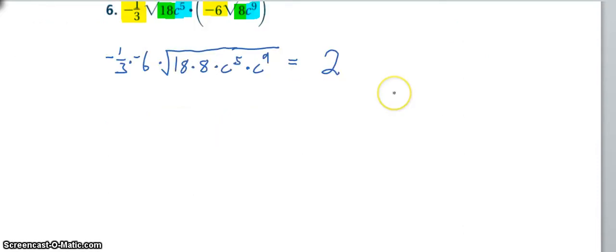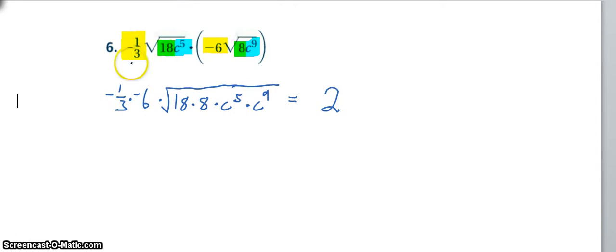Alright, if I look at the highlighted version of what I have now, it kind of helps us keep things straight. Negative 1/3, negative 6, because they're out in front of the radical, go together. The 18 and the 8 go together inside here, and the c to the 5th and c to the 9th also go together. So now we have 2 on the outside of the radical. Inside the radical, 18 times 8 comes out to be 144.